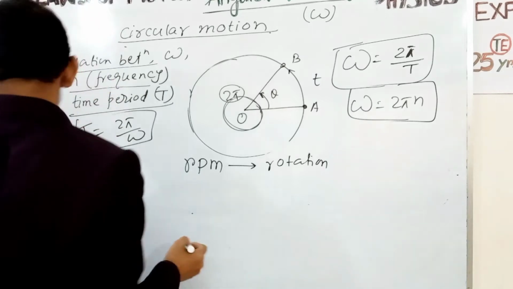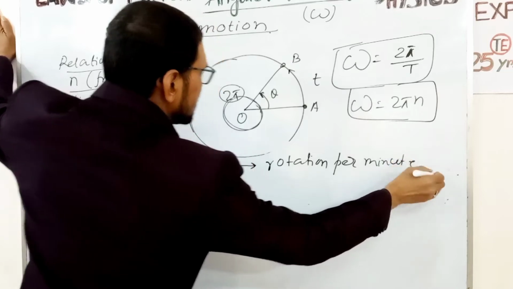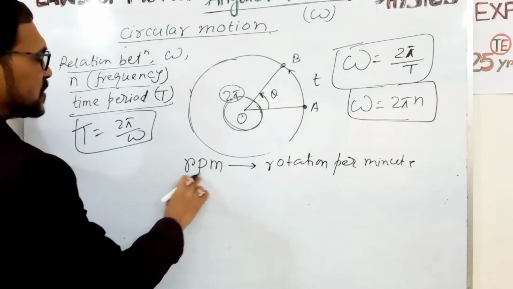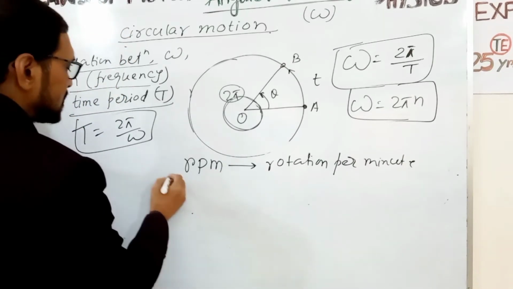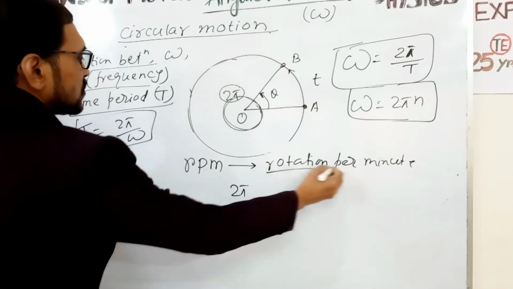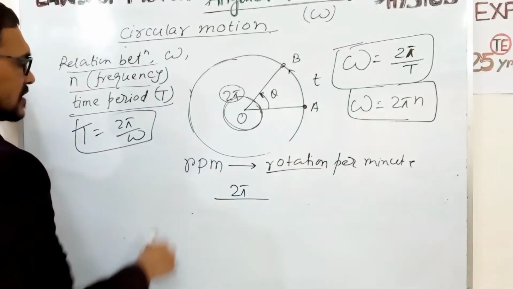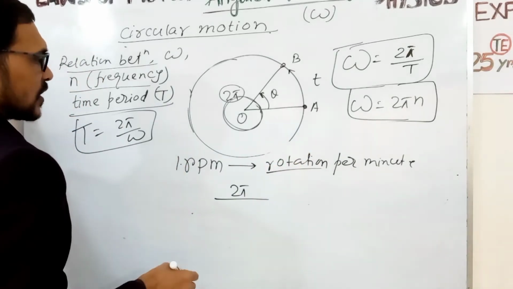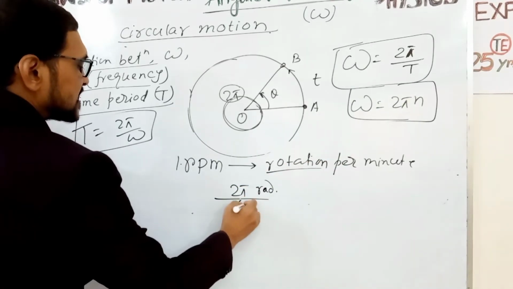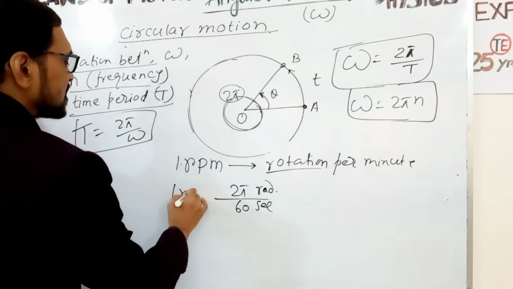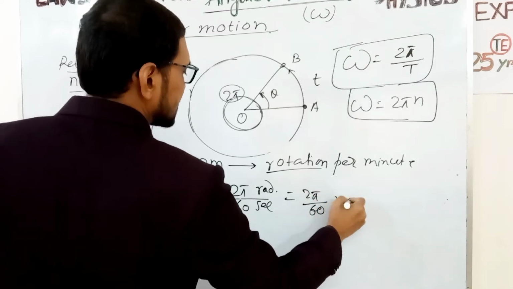Rotation per minute. Okay, so now if you want to convert RPM to radian per second: what is rotation? In one rotation the angle is 2 pi, and per minute means in 1 minute the body takes one rotation. So one rotation means 2 pi radian, and 1 minute means 60 seconds. So 1 RPM equals 2 pi by 60 radian per second.